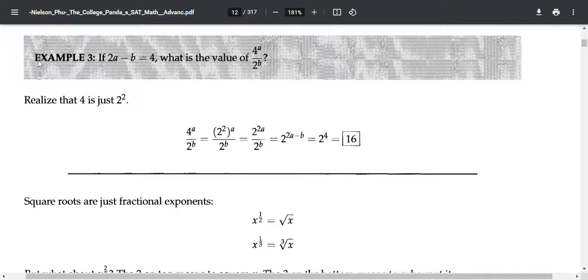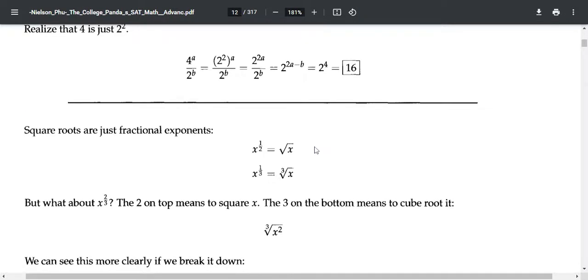Now moving on to the MCQ, realize that 4 is just 2 squared. Now solve this question here. 4a by 2b: 4 can be written as 2 squared, and the 2 will be multiplied by a, as you can see in the answer. So it is 2 to the power 2a over 2 to the power b, and the base is the same, so using the law of exponents, it will become 2 to the power 2a minus b. Now according to the question, 2a minus b is equal to 4, so 2 to the power 4 is equal to 16. So the answer will be 16.